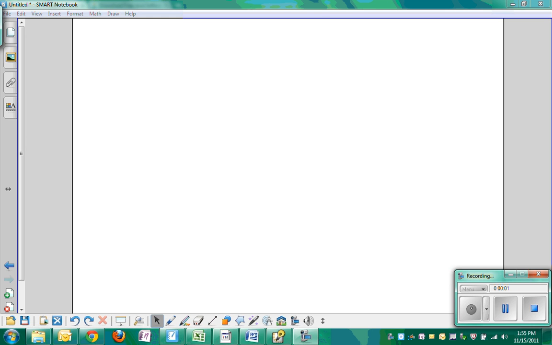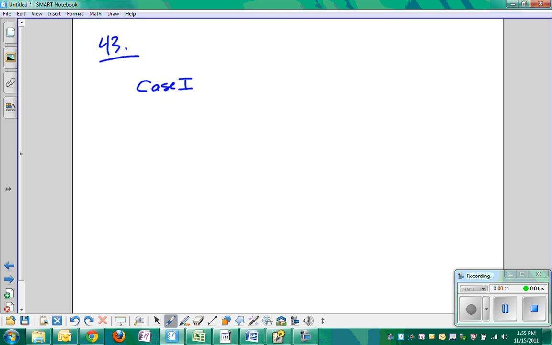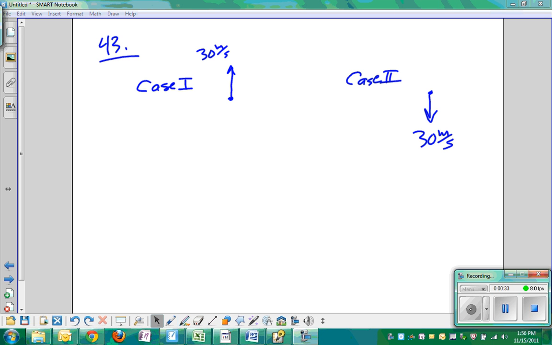Problem number 43 in blue. All right, so now, case 1. The rifle is fired straight up with a velocity of 30 meters per second. All right, in case 2, the rifle is fired downward at a velocity of 30 meters per second. So up at 30 meters per second, this was down at 30 meters per second.